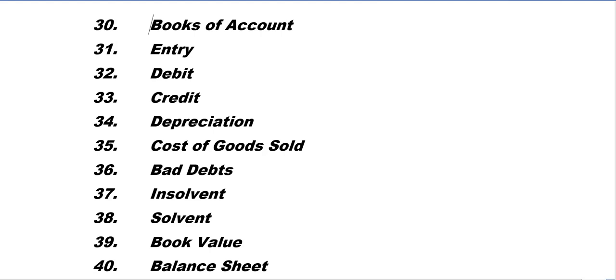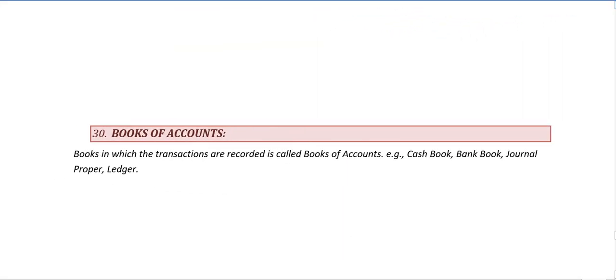Let's check out books of account. 30th term, books of accounts. The books in which transactions are recorded is called books of accounts. So examples are cash book, bank book, journal proper, ledger. All these are examples of books of accounts, places where transactions are recorded.